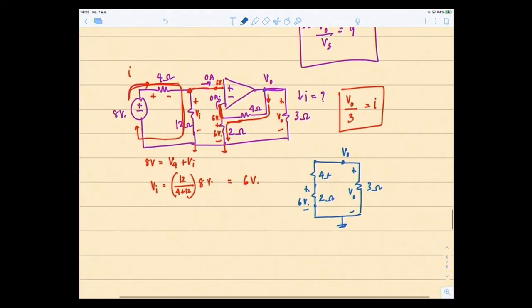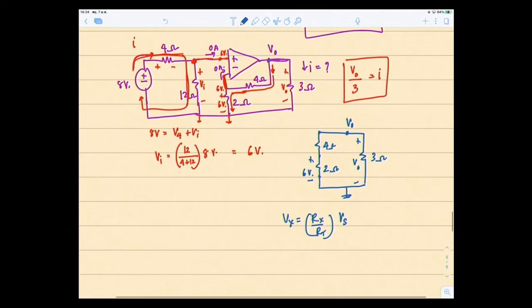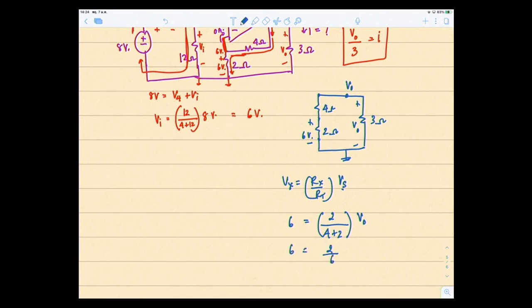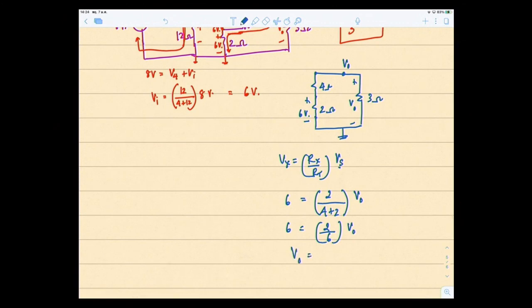So if you write down the voltage divider rule to find the voltage drop across the 2 ohms, because it is divided out from Vout, you have Vx equal to Rx over R total times Vs. Vx in this case, you know the answer already, which is 6 volt. So 6 volt equals Rx, which is 2 ohms, multiplied by Vs, which in this case is Vout, divided by the total, composed of the 4 and 2 connected in series. So therefore, you get 6 equal to 2 over 6 times Vout. So your Vout is 6 times 6 divided by 2, equal to 18 volt.